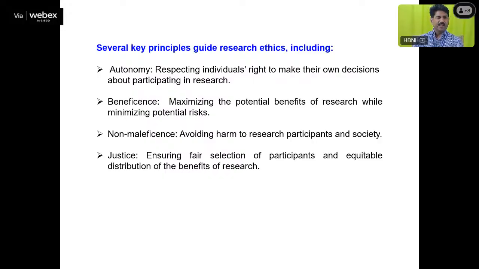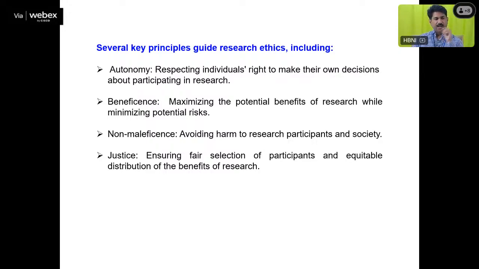So they may face various difficulties in the society. That's why we have to maintain confidentiality. If they are not really agreeing to our research, we should not force them to be a part of our research. So their decision, we have to respect.